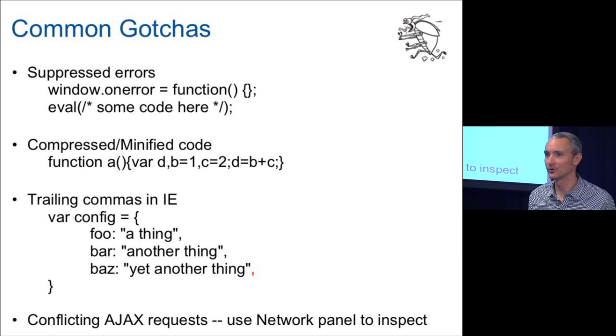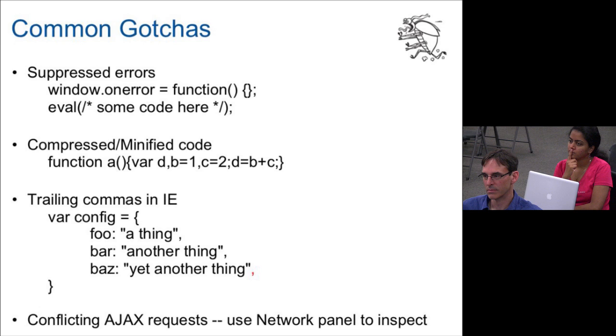Things like the JS Lint that I was talking about before really, really help to reveal small little syntactical errors that could take hours to find.